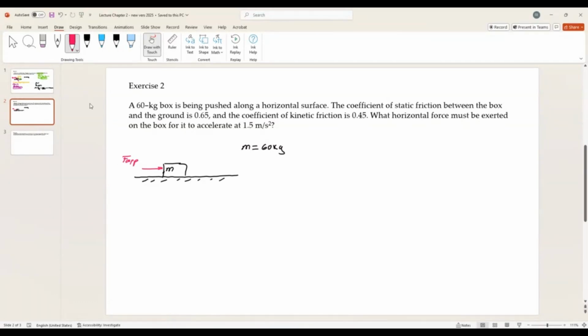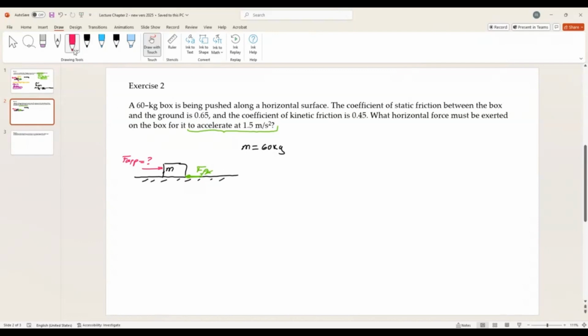And then we have a force of kinetic friction, because this will be moving. So when it's moving, it is kinetic friction. So we have a force of kinetic friction here, opposing the motion, right? But the problem is that there is acceleration. So look at this. They say the box will accelerate at 1.5 meters per second squared. So what we don't know in this case is this force that we apply.